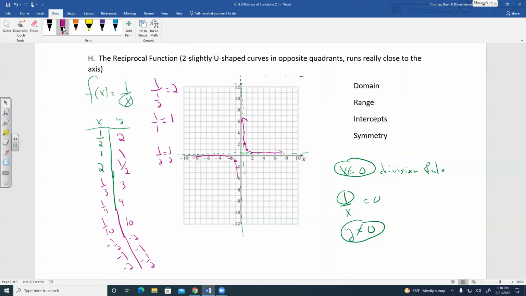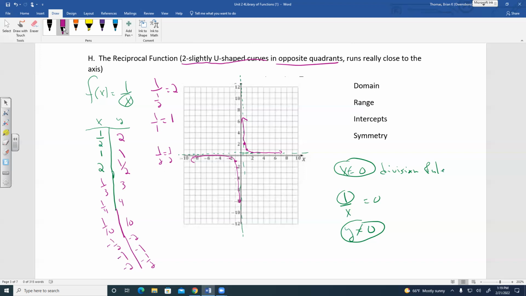So it kind of does that here, where it doesn't cross the x-axis, nor does it cross the y-axis. It kind of gets bounded by that. So that's what I mean by two slightly shaped U-curves in opposite quadrants. There's going to be this U-shape in the first quadrant, and there's going to be this U-shape in the third quadrant. And they run really, really close to the axes. So it's kind of a description of the reciprocal function.